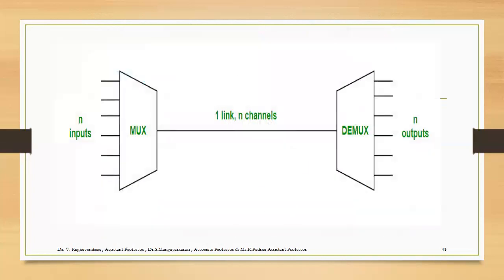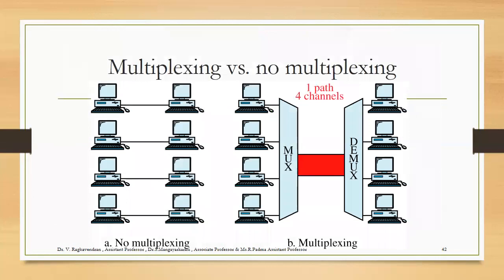So see the diagram. The first case is called multiplexing versus no multiplexing. Here 4 devices are there. 4 computer devices are connected to another 4 computers. Here it is called no multiplexing because device 1 is directly connected to device 1, sender to receiver like that. In the second case it is known as multiplexing because all 4 input lines are combined into one device called a MUX, multiplexer. So all 4 inputs are combined and generated into a single line, which means only one path is used. It is called one path, 4 channels.